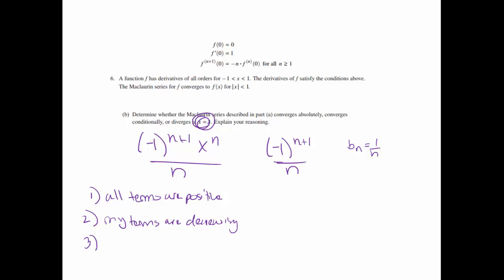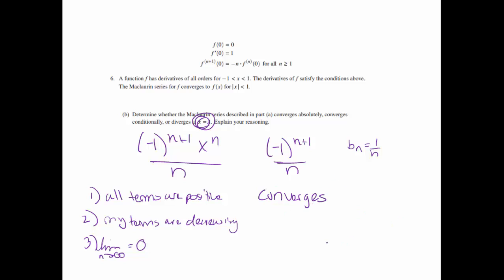And my 3rd test is the limit as n approaches infinity. If I let n approach infinity, I will get 0. So it does meet the terms of the alternating series test. So we know it converges somehow. So I'm going to put converges. We just know it converges either conditionally or absolutely.